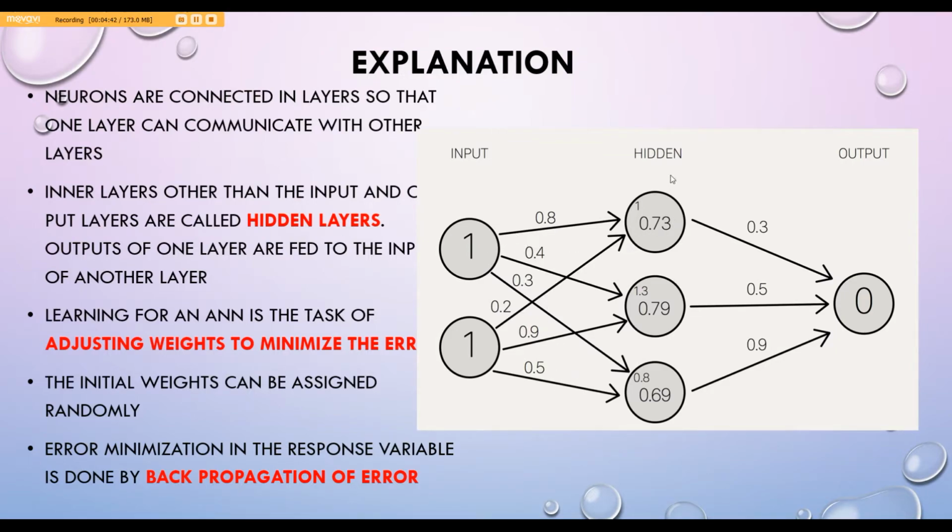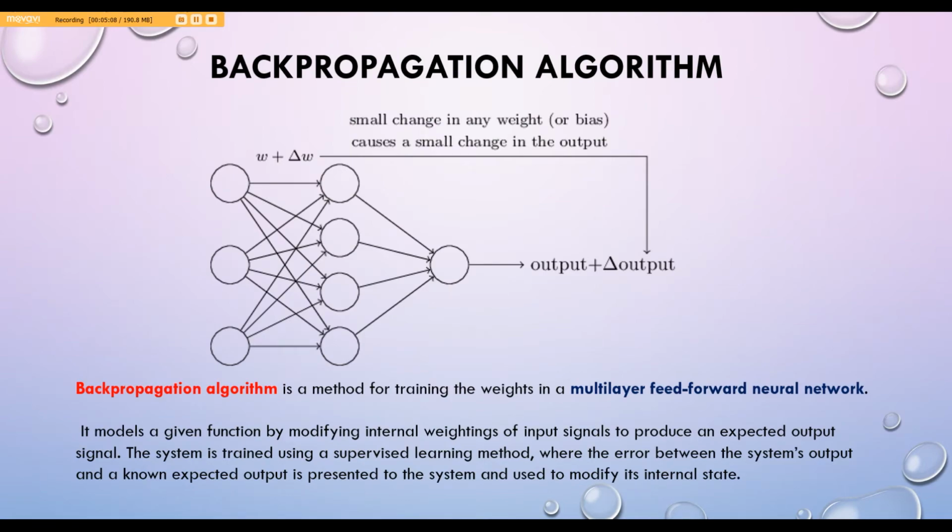They are passed to the hidden layers, and it is in the hidden layer that the activation functions are fired, and then we get an output. Error minimization has to be carried out until the output the system produces is very close to the expected output, and the error minimization is done by backpropagation of error. So let us see. Now this is the backpropagation algorithm, a method for training the weights in a multi-layer feed-forward neural network.